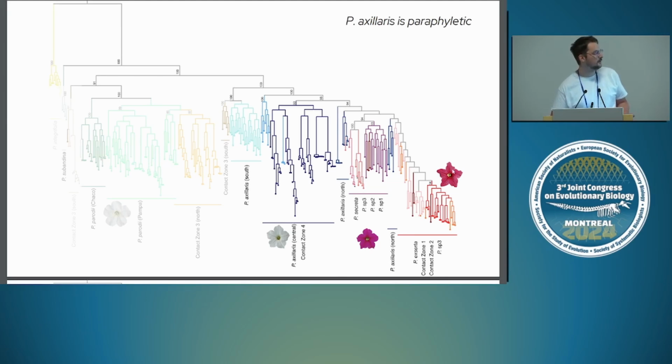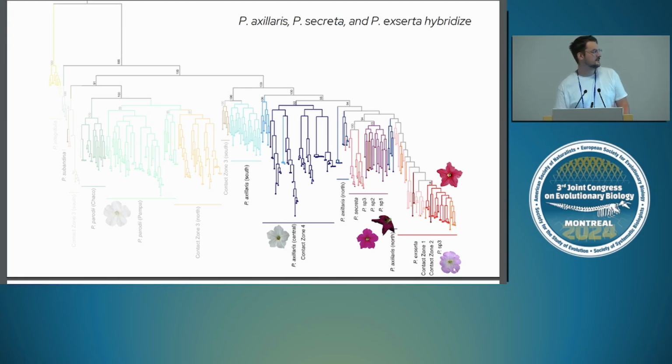Potentially, we are not sure about the position of Petunia excerta here on this tree. But what is also interesting is that they have a very, very weak reproductive barrier, so we can find hybrids between Petunia axillaris and Petunia excerta, so the white one and the red one, and it gives rise to something similar like this.